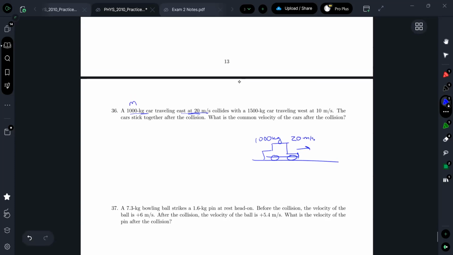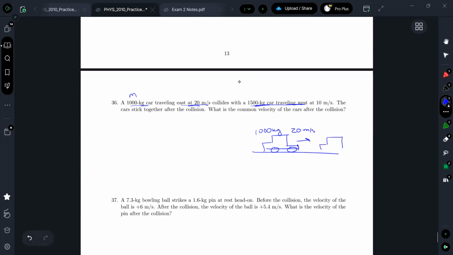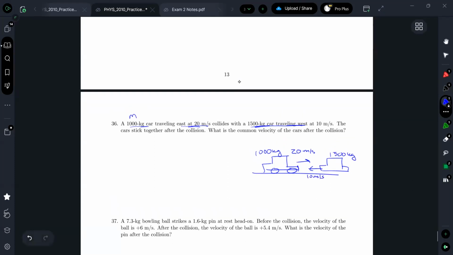Collides with a 1,500 kilogram car traveling west. Okay. 1,500 kilograms. Traveling west at 10 meters per second. Okay, I use mass for that too, but now I've got two of them. Maybe I'll start calling this one M1, this one M2. Since that one was M1, this should be V1. Okay, traveling west at 10 meters per second, that should be V2.